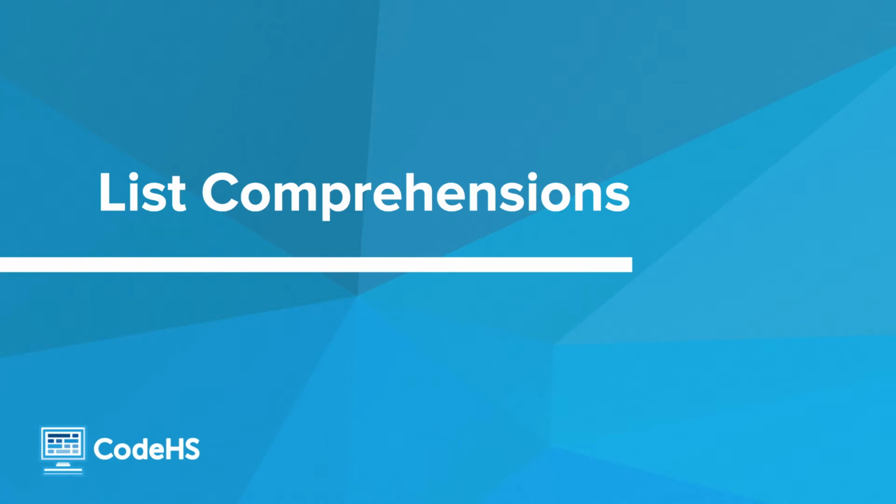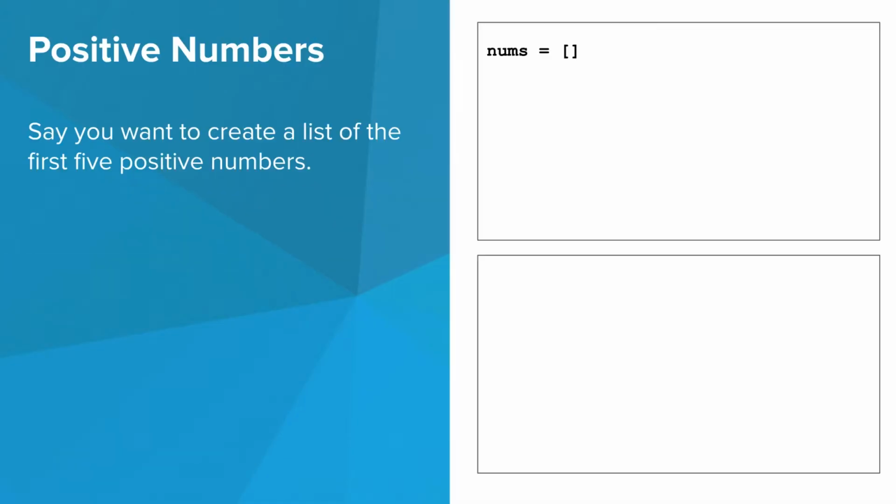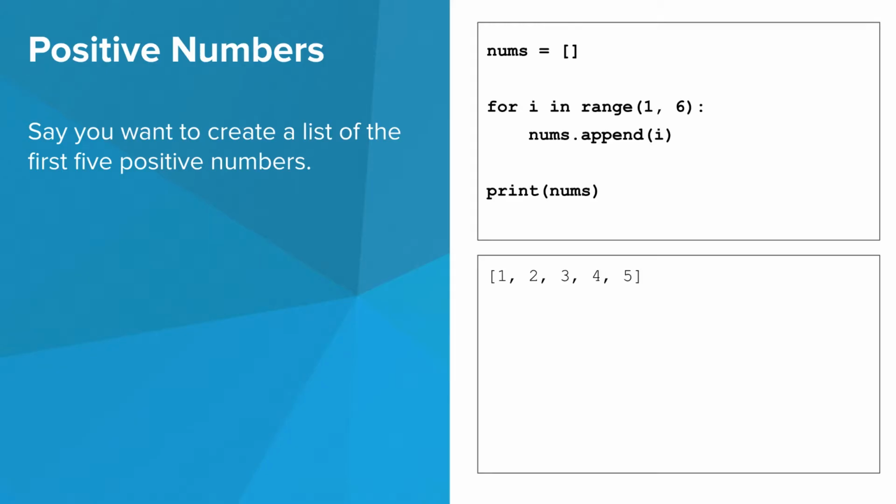Hi, this video focuses on a neat trick you can do with lists called list comprehensions. Say you want to create a list of the first 5 positive numbers. You could start out with an empty list, and then use a for loop to append the numbers. Quick review on this species of for loop. We start at 1 and go up to but not including 6.